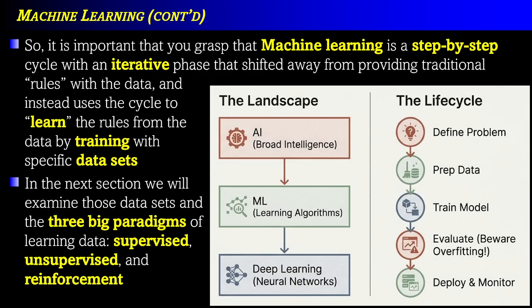What's important is that you grasp that machine learning is a step-by-step cycle. It's not a once and done process. It is an iterative process that shifted away from the traditional programming model with its rules and instead uses this continual learning cycle to continually learn rules from the data that it trains with and the specific sets of data. And in the next section, we're going to examine those data sets and the 3 big paradigms of that learning data: supervised, unsupervised, and reinforcement learning in machine learning models.